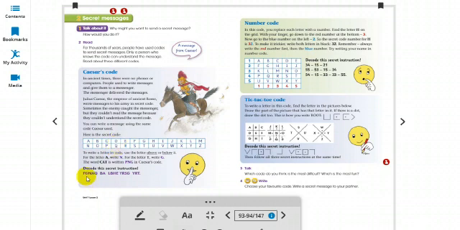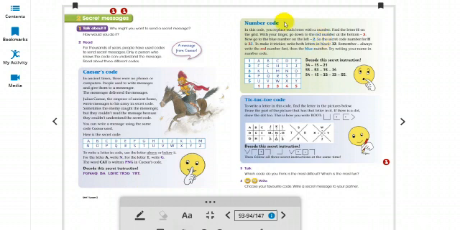So join all these letters. F is for S, G code is for T, N code is for A, A code is for N, and Q code is for D. So the first one is stand. S-T-A-N-D. Stand. So this was the first message given from the Caesar's code. Now there are four more codes which you have to do all by yourself.